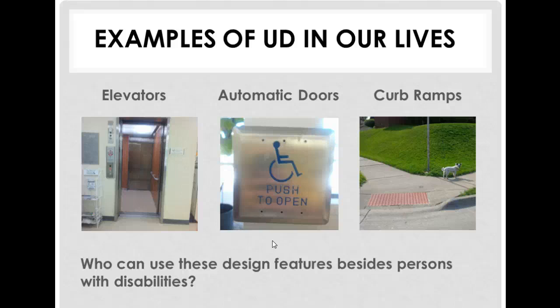So elevators are an example of universal design in our lives. Even though it is true that if a building doesn't have an elevator, somebody with a disability could, if it's a public building, of course, file a lawsuit because they should have access to that, elevators actually are for everybody. And same thing with automatic doors.